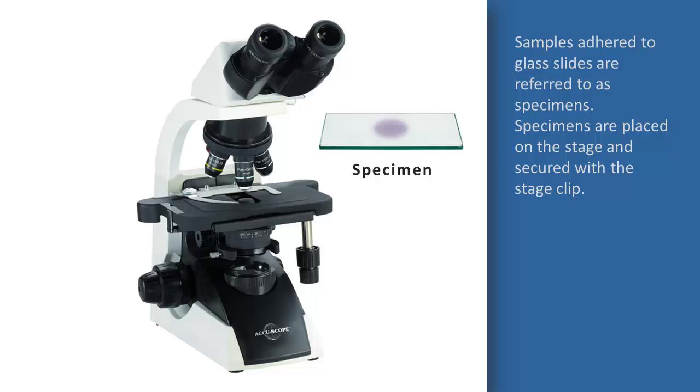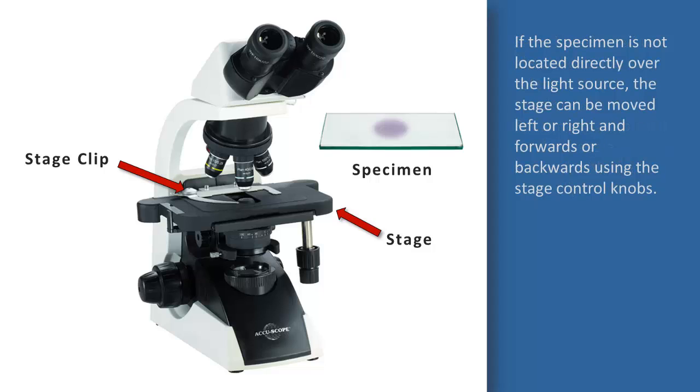Samples adhered to glass slides are referred to as specimens. Specimens are placed on the stage and secured with the stage clip. If the specimen is not located directly over the light source, the stage can be moved left or right and forwards or backwards using the stage control knobs.